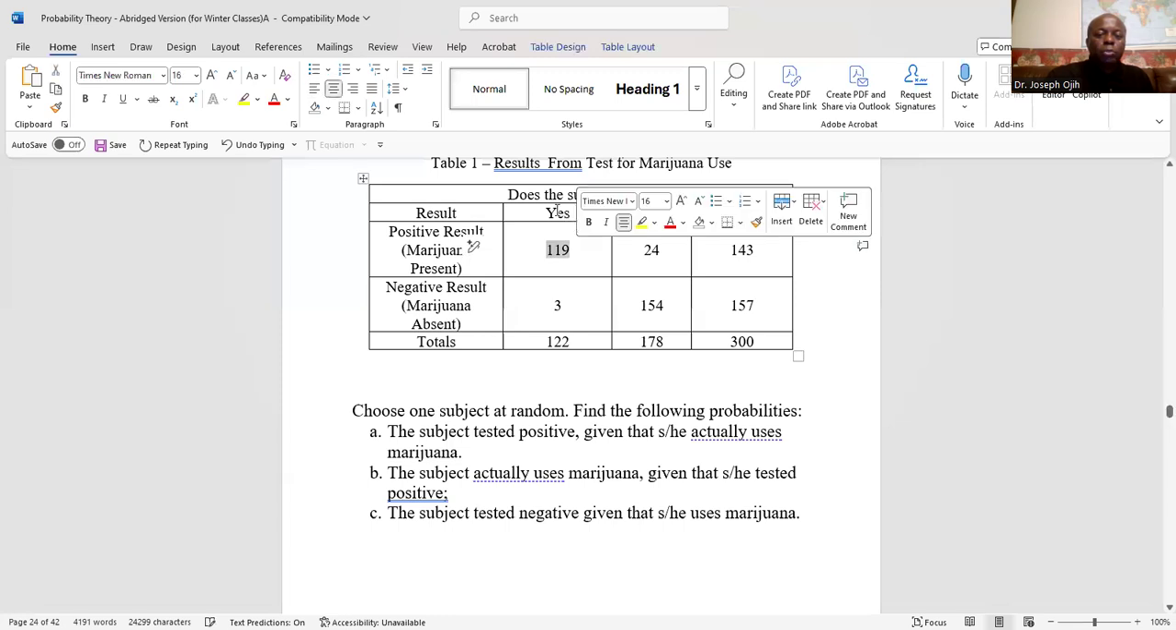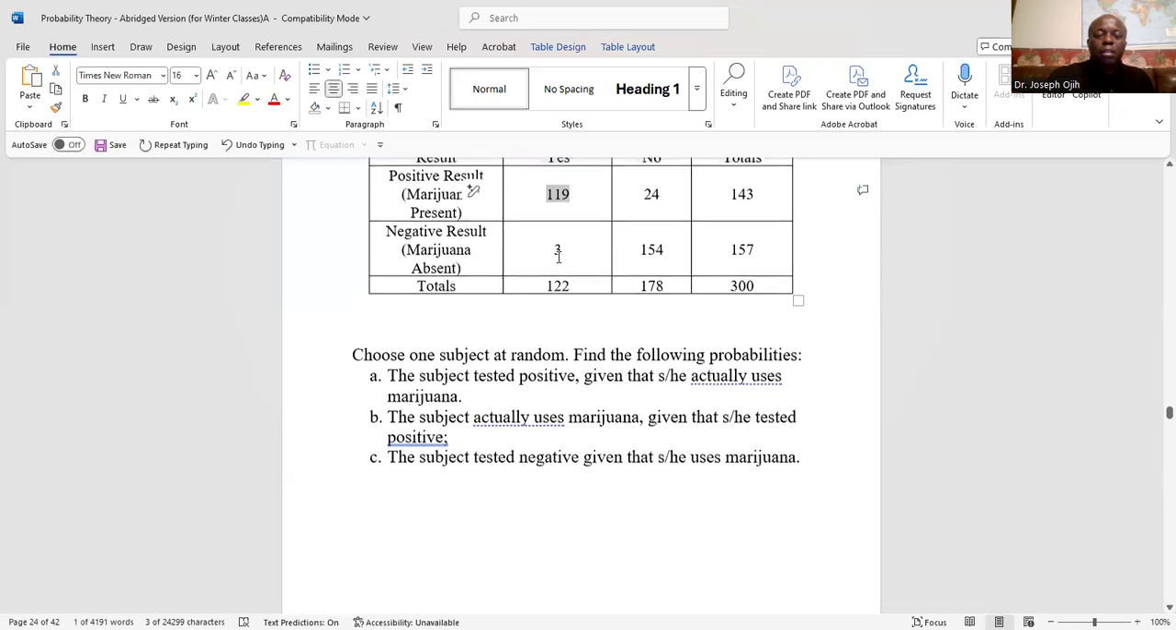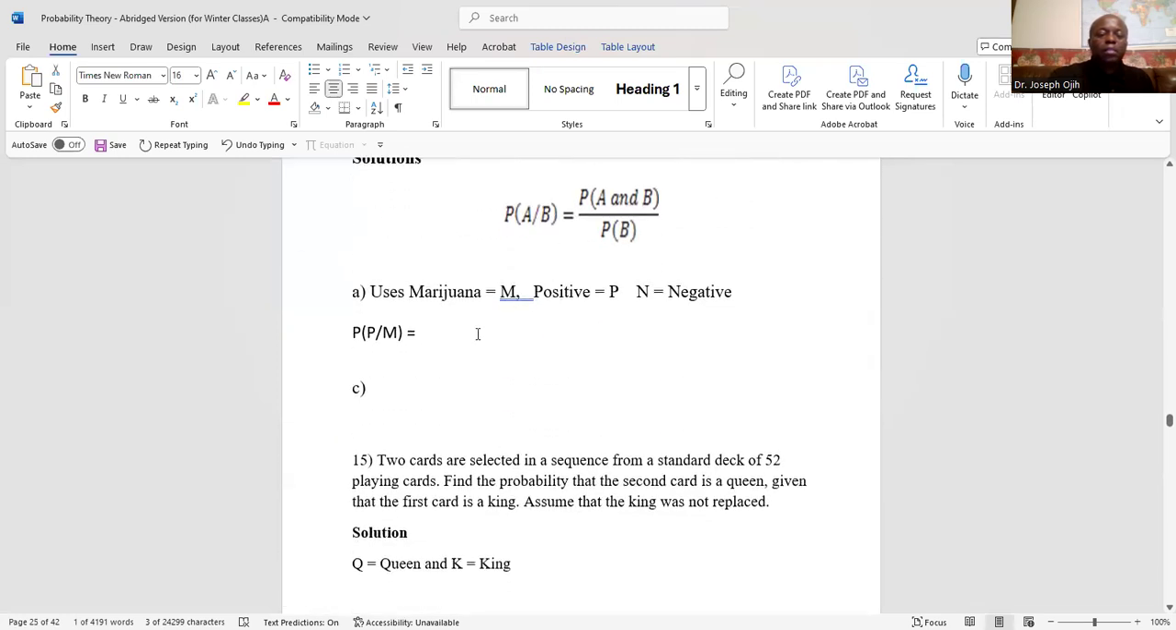This number represents those that tested positive and they use marijuana, which is 119. So you got to be 119 over the probability of B. That means that they use marijuana. So that is the condition B, which is uses marijuana, M. Or to make it more clear, I can use A for uses marijuana.